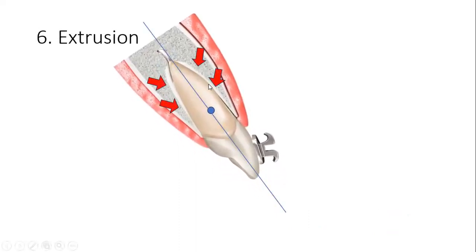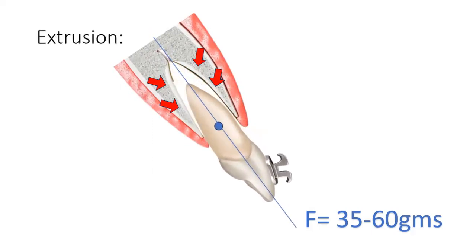Here, as you can see, there are no areas of compression in the PDL. Only tension is seen in the entire PDL area. So the force required for this type of tooth movement is also around 35 to 60 grams.